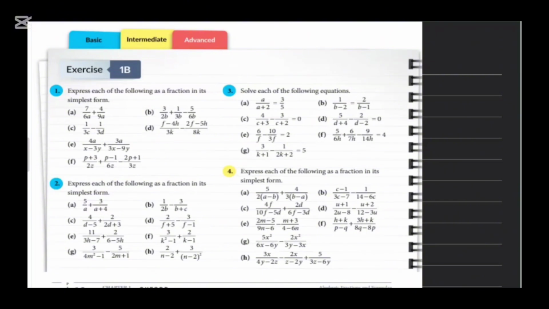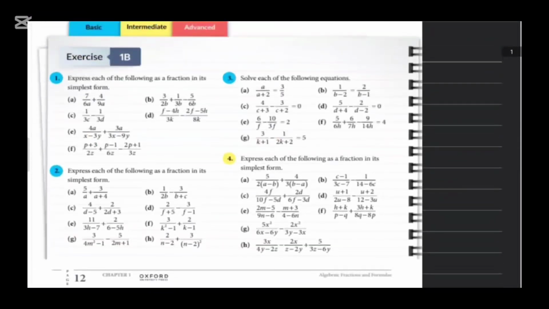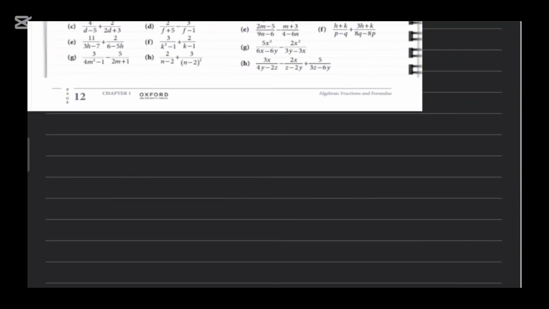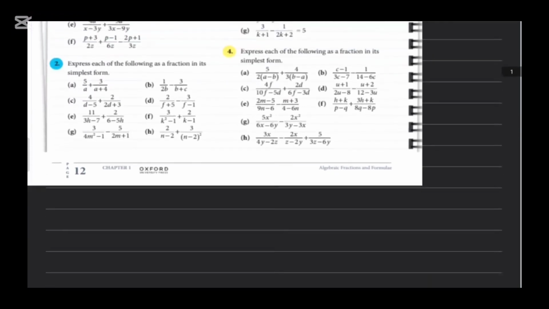So in question number 1 I will solve part E. The question is, express each of the following as a fraction in its simplest form. So how to solve these fractions actually? So let's learn about it. Question number 1 part E, 4a.